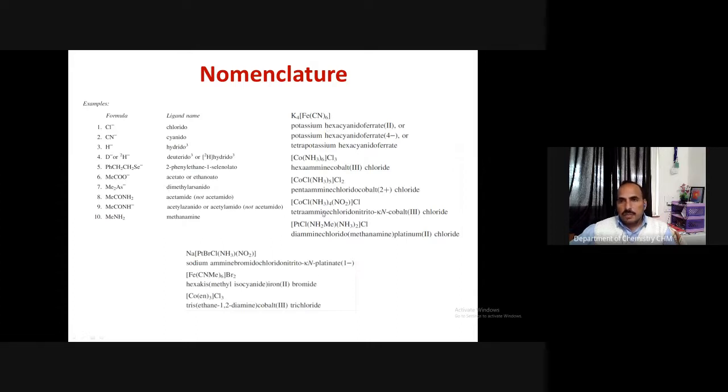Okay. Some other examples are given. I told you that, for example, K4[Fe(CN)6], potassium. After potassium, you can give a space because then you are starting the coordination entity. Inside the coordination entity, you don't give any space between the letters. So potassium hexacyanidoferrate(II), or potassium hexacyanidoferrate(4-), or tetrapotassium hexacyanidoferrate. All three are correct. Technically, all three are correct. Either one is fine. If you can easily find out the oxidation state, you can write the Roman numeral after the name of the metal.